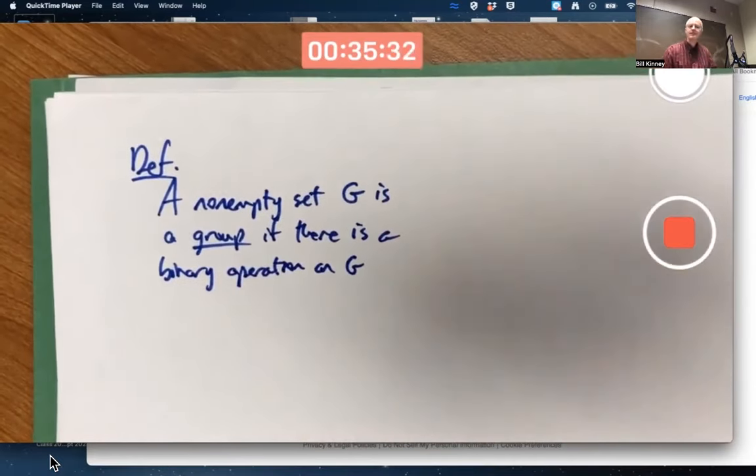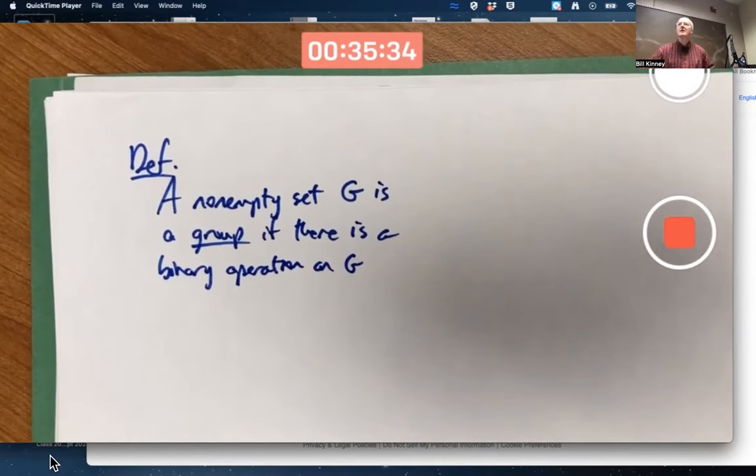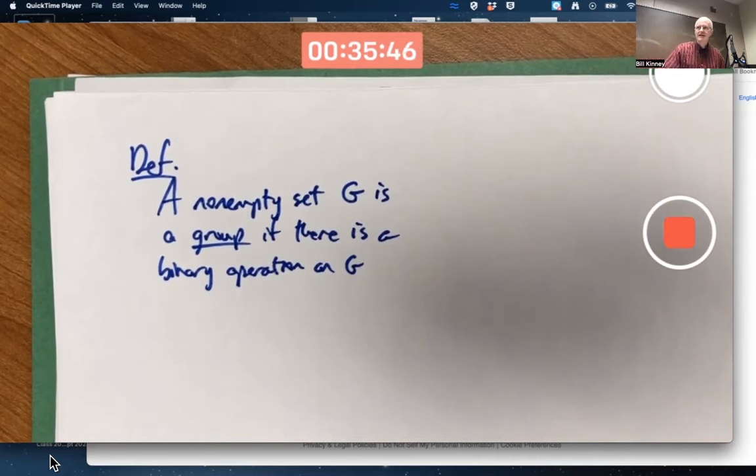on G, an addition or a multiplication, you might say. In general, in the abstract, we think of it as a multiplication. Should I write down a dot for the binary operation? You could. We don't typically bother.